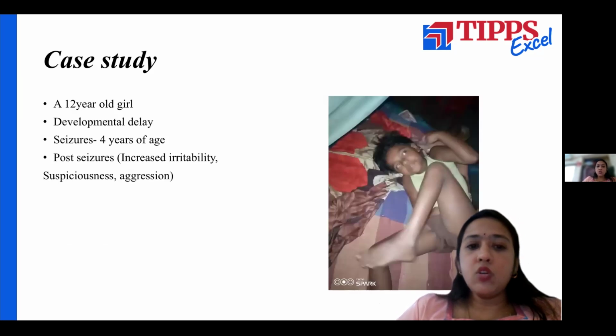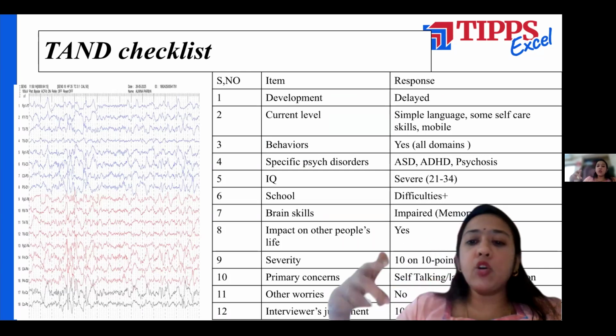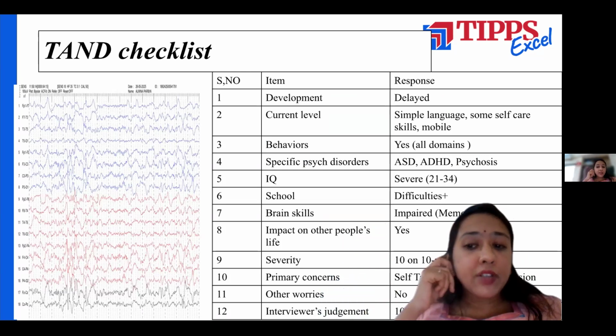This is a 12-year-old girl who presented to our center with developmental delay and seizures from 4 years of age, and post seizures, the child had increased irritability, suspiciousness, and aggression. So we administered the TAND checklist. In the TAND checklist, I found that the child had behaviors in almost all domains, and fulfilled the criteria for ASD, ADHD, and psychosis. Initially, the parents reported that all these behavioral disturbances happened only after the seizure.